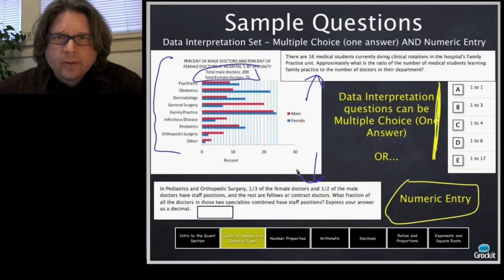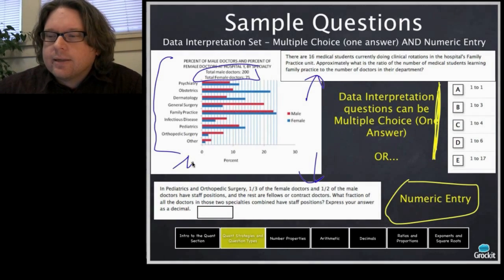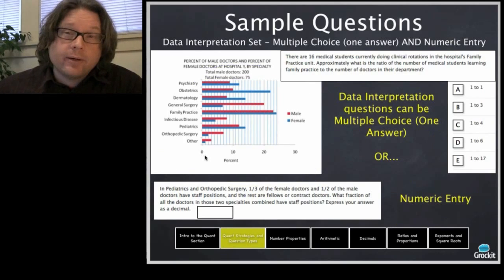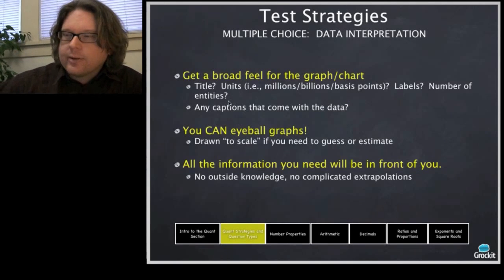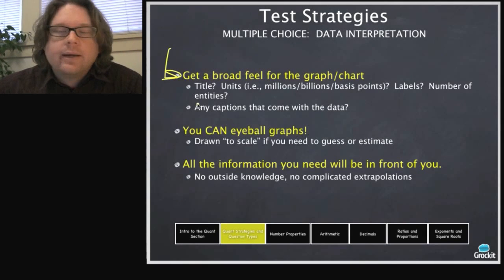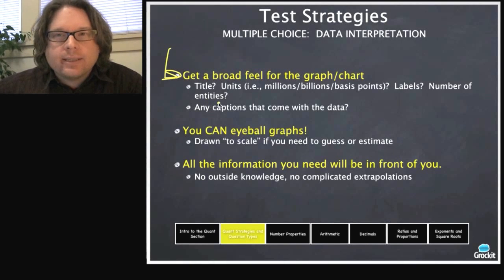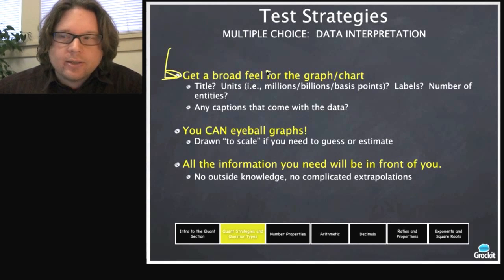So there's a lot to comprehend, and it's in your best interest to get a sense of what's on there first, before you start tackling questions. So your strategy is, of course, number one, get a broad feel for the graph and chart, look at the axes. What is it actually saying? What are the trends, if any? It's kind of like reading comprehension. I think I mentioned that already, in that there's an initial time investment here where you have to understand what's going on before you can tackle those questions.